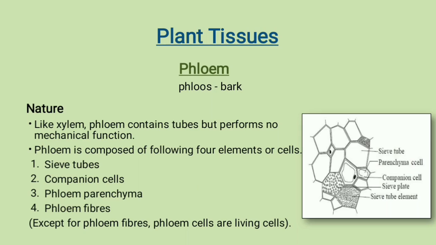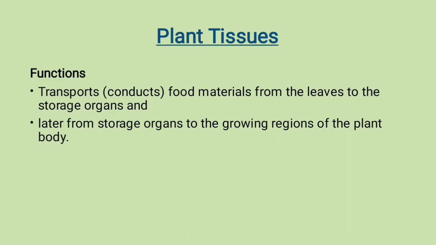And one more thing you have to keep in mind is that only phloem fibers are dead. Other than phloem fibers, all these cells are living. It means parenchyma, companion cells and sieve tubes are all living tissues. Only phloem fiber is dead tissue. The main function of phloem is to transfer the food materials.